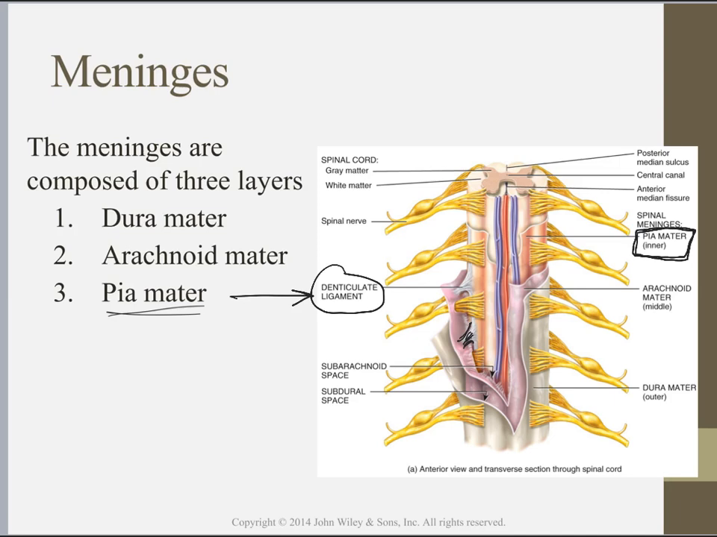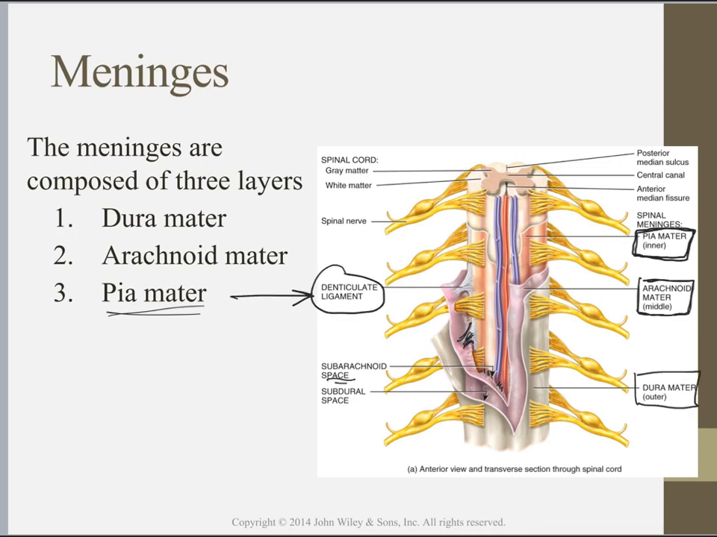Next is the arachnoid mater. Now that arachnoid mater is going to have extensions as well. Those extensions are going to help keep open the space below it, the subarachnoid space, where we're going to find the CSF or cerebral spinal fluid going. Now the superficial most layer is the dura mater.